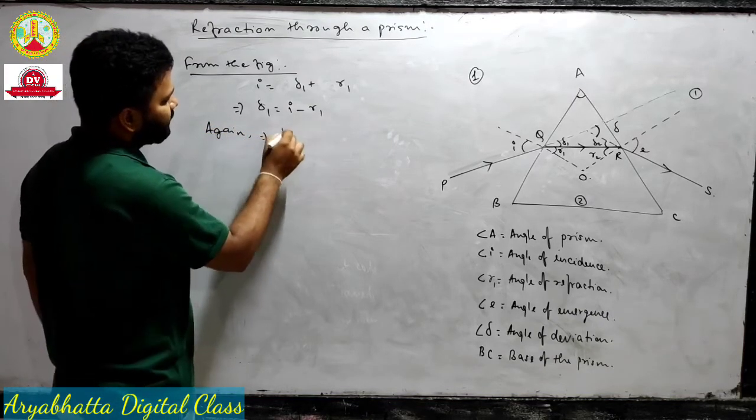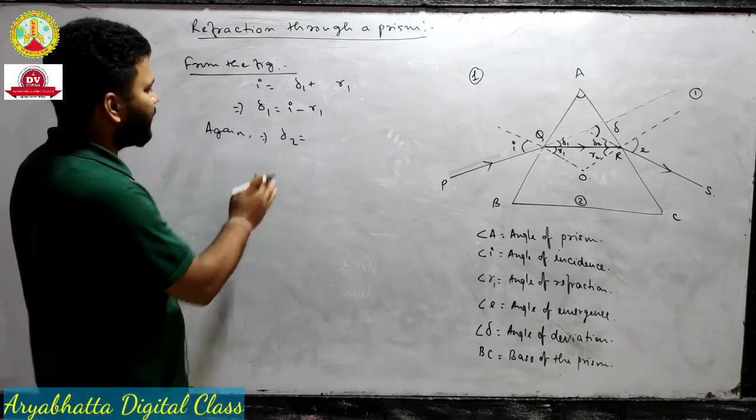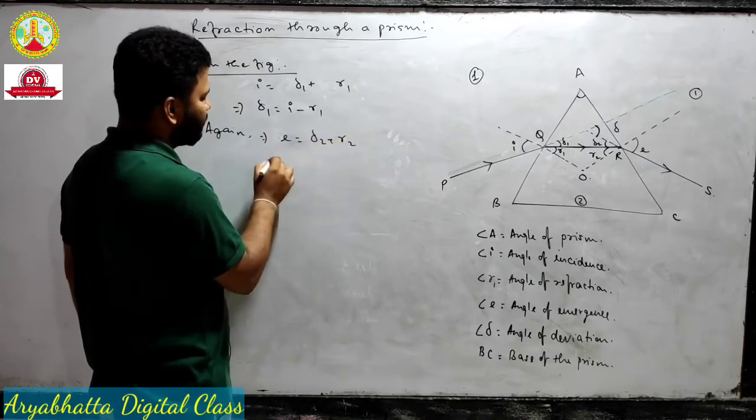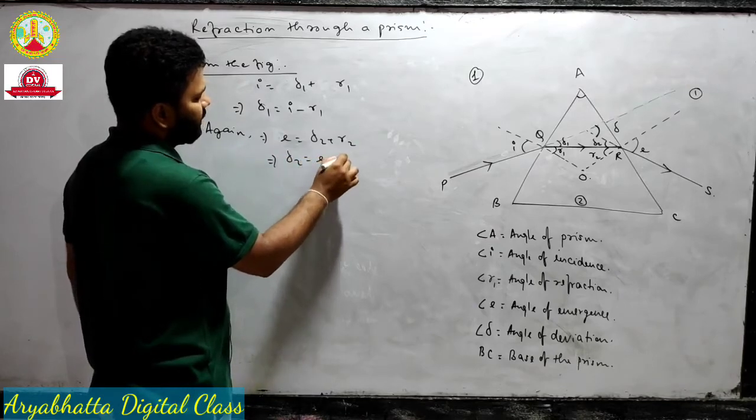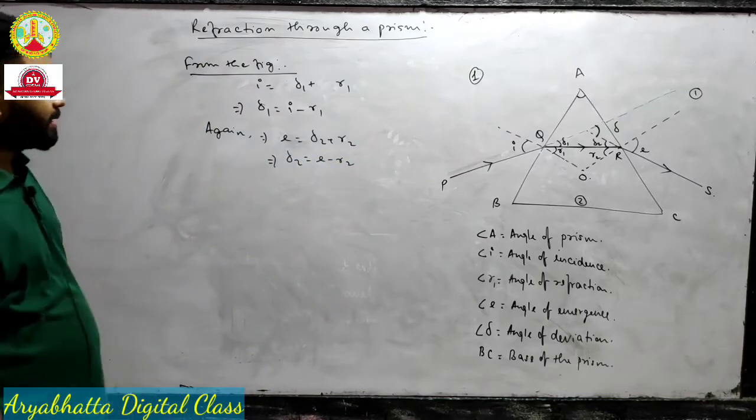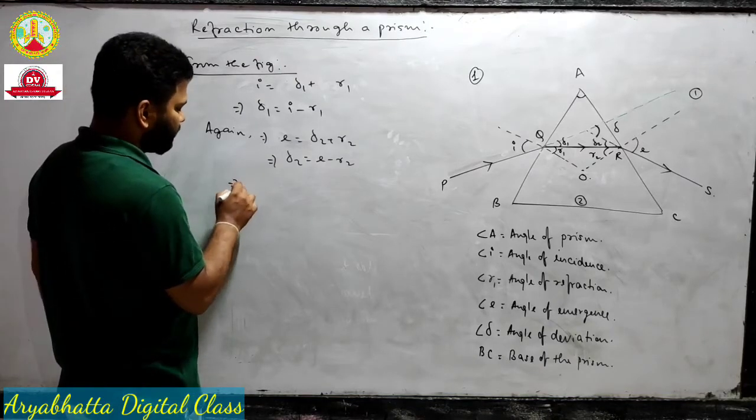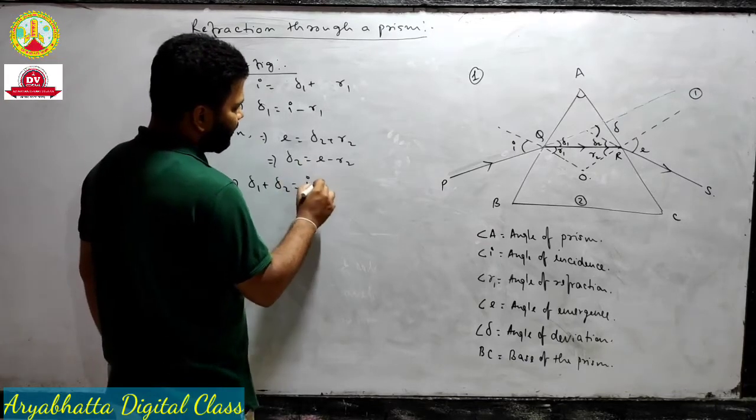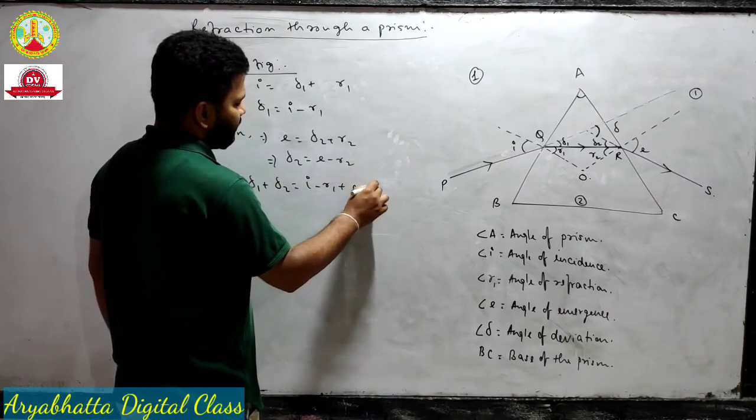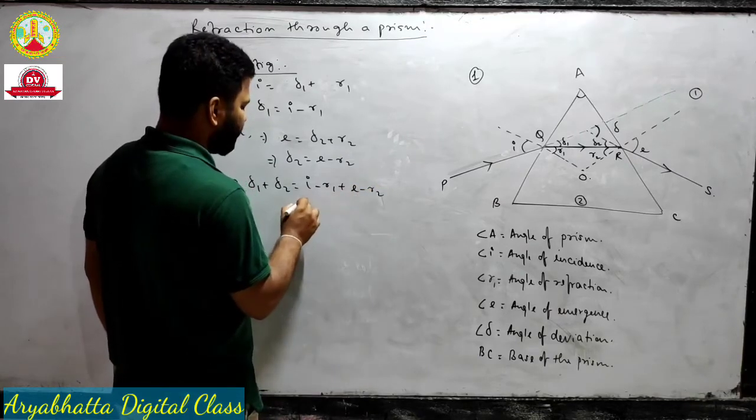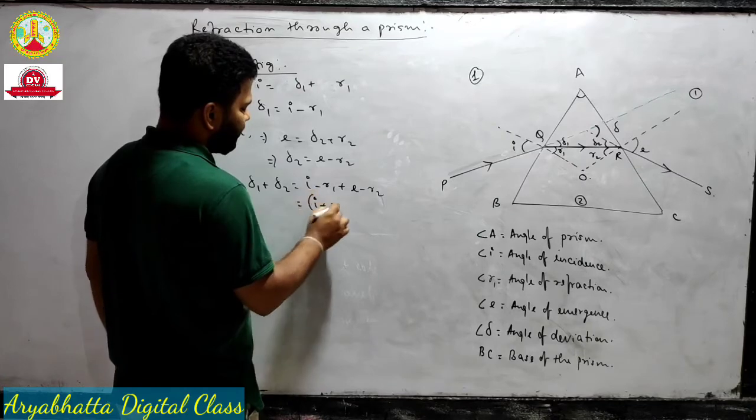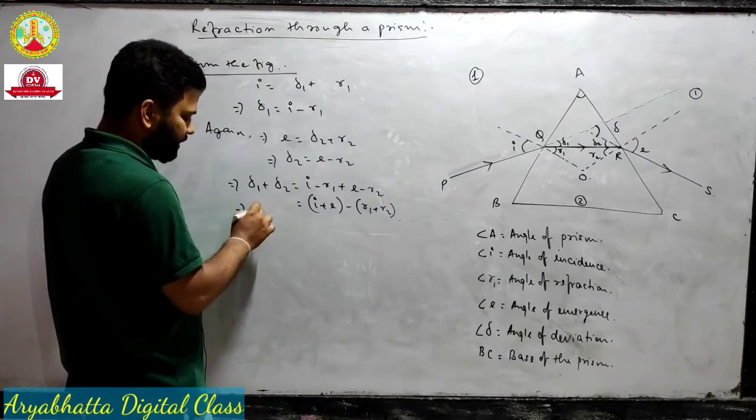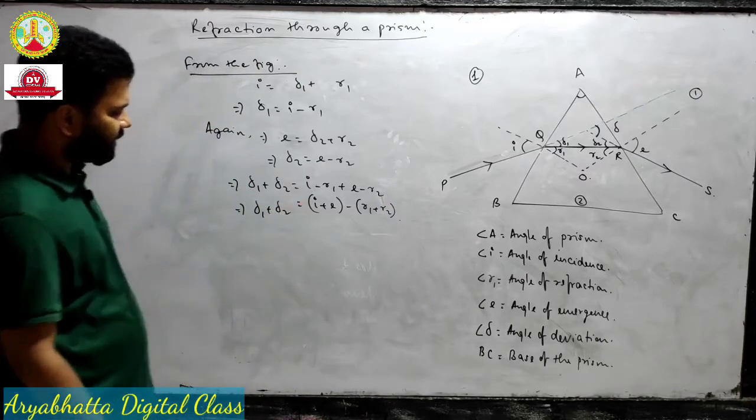Again, E is equal to delta 2 plus R2. So delta 2 will be E minus R2. Done. So what is delta 1 plus delta 2? If you add these two, you will get I minus R1 plus E minus R2. So it will be I plus E minus R1 plus R2 is equal to delta 1 plus delta 2.